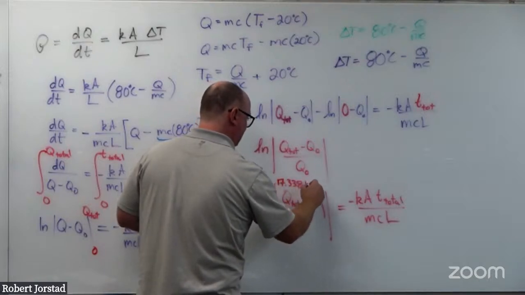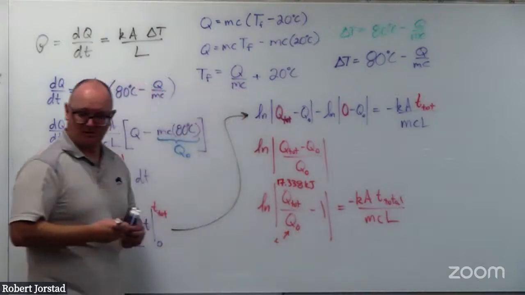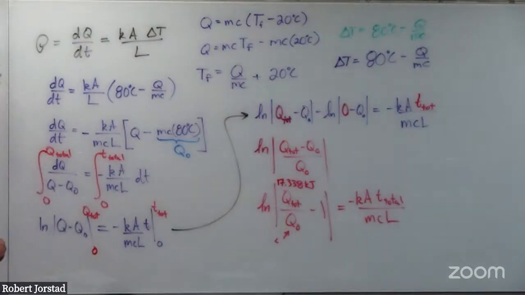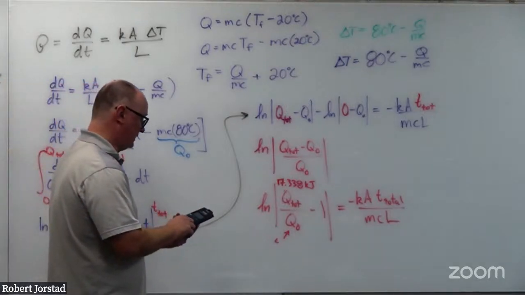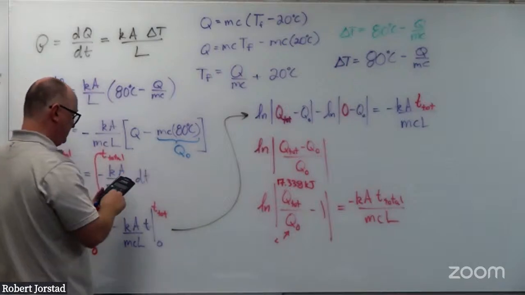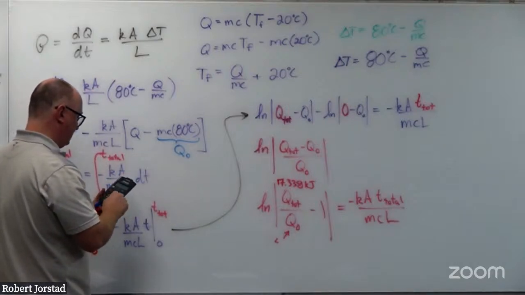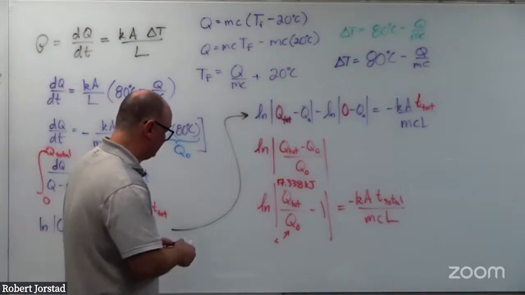17.338 kilojoules, and I think this number ends up being something like, well, let's just do it really quick. I've got a calculator somewhere. There it is. It was 0.222 times, what was Q naught? It was this one. 0.222 times 2400 times 80, which is 42.624.